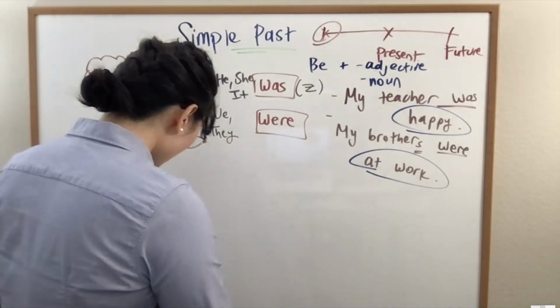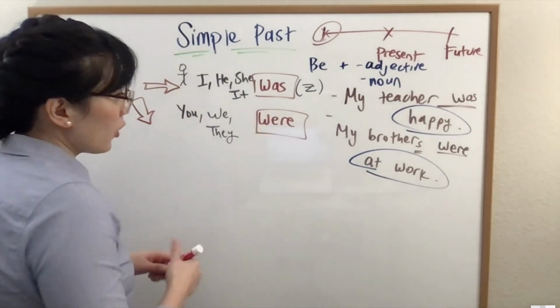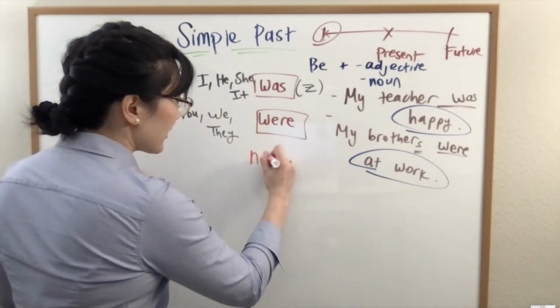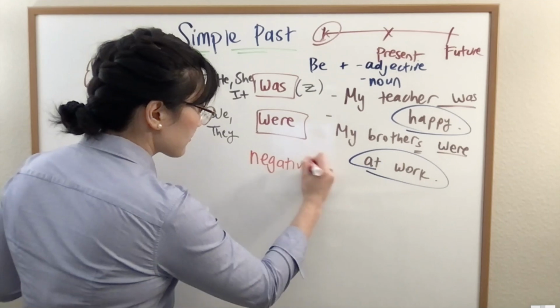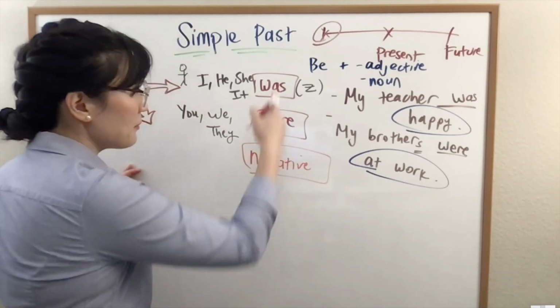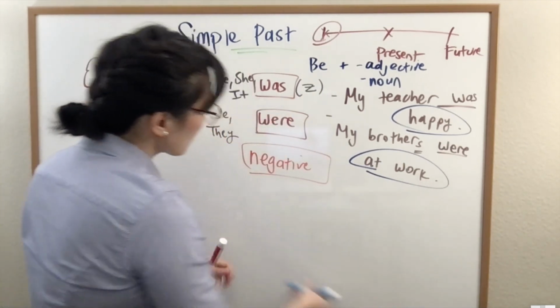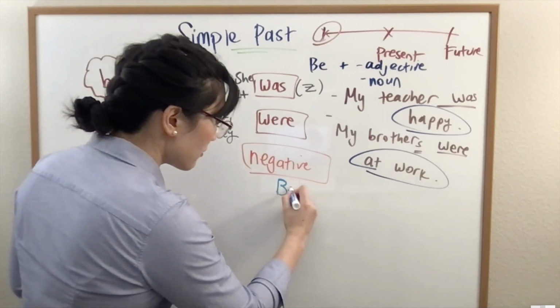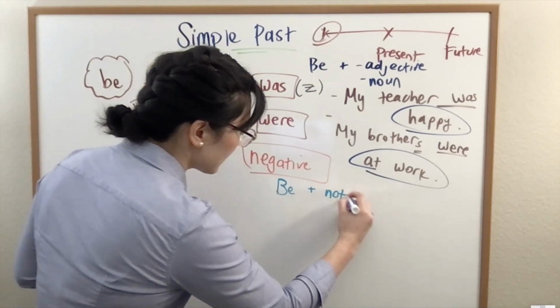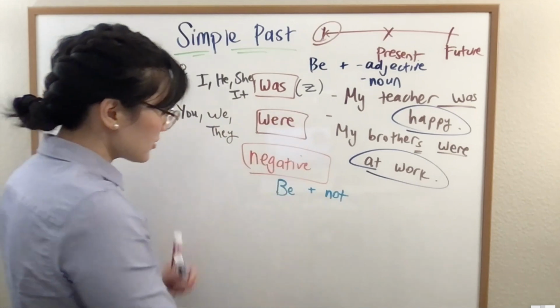So here, if I say was and were, if I want to change this to my negative, I'm going to say, okay, was or were my be verb. So I need to remember my be verb plus not. In this case, I have was or were.